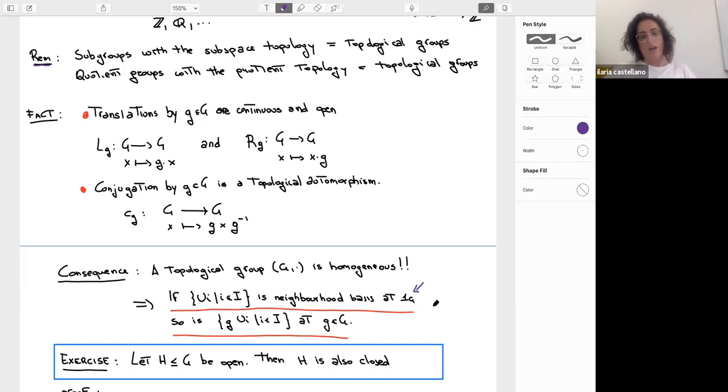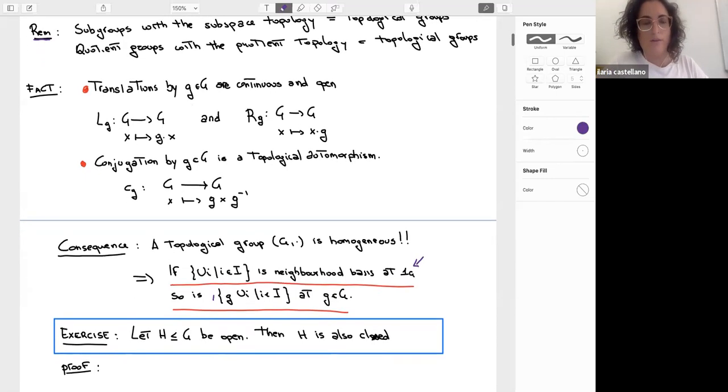And here, what I wrote is the following. If you consider this set, which we suppose to be a neighborhood basis at the identity, and you translate this set, then what you get is still a neighborhood basis, but now at the point g. So this is what I meant before. You just need to know what is happening around the identity, and by translations, you can see what is happening around any other point of the group.